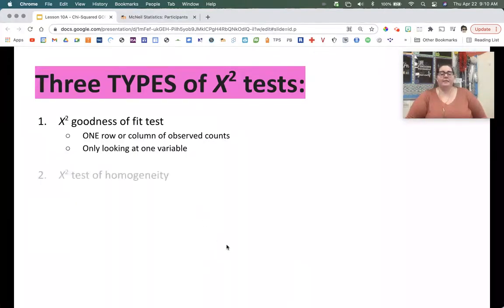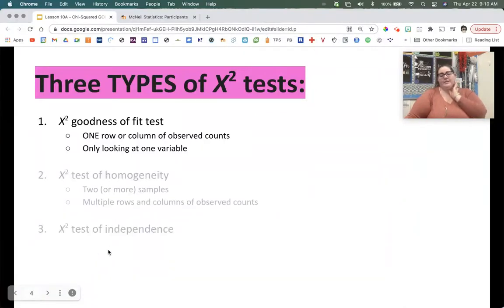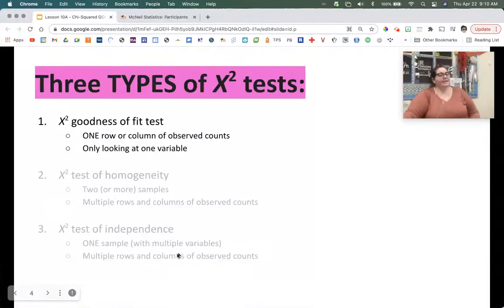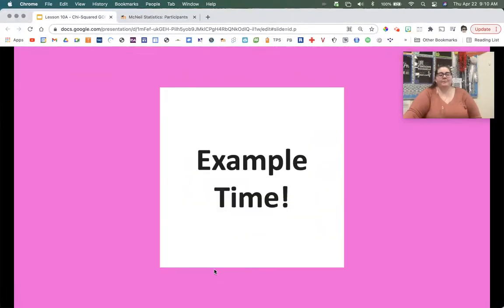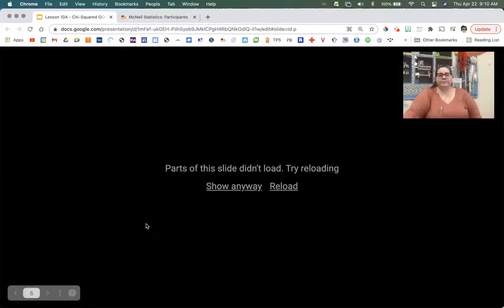The other 2 types are called chi-squared test of homogeneity and chi-squared test of independence. And we'll talk more about those next class. So let's look at an example, and then we'll slowly walk our way through it.